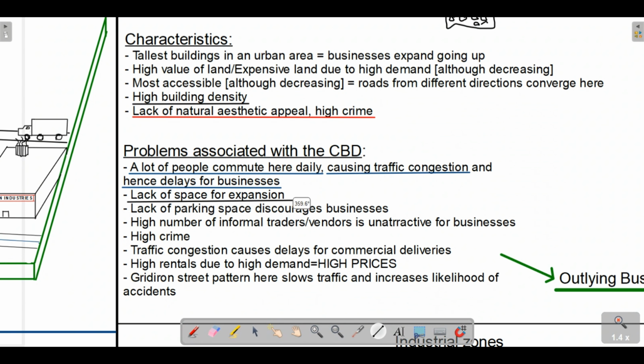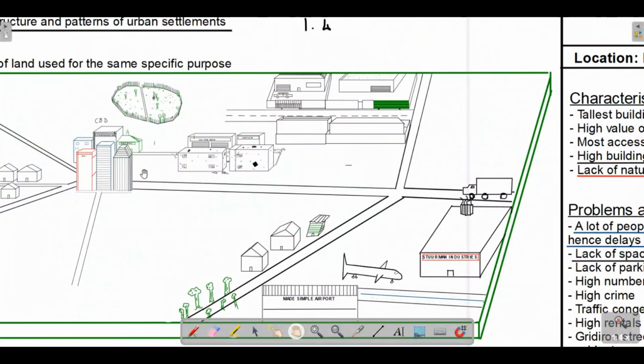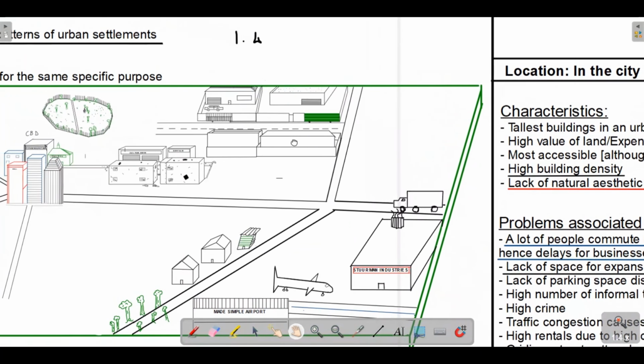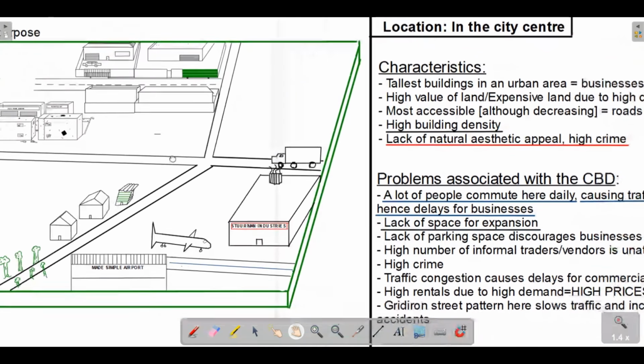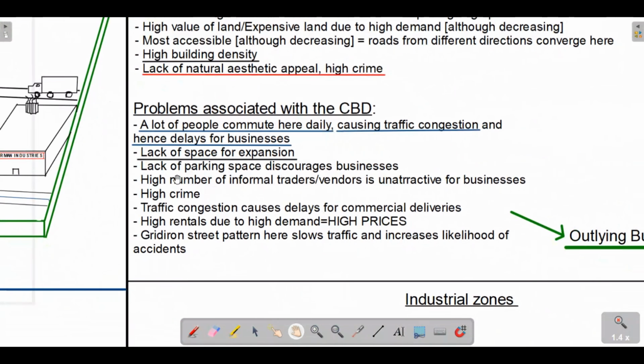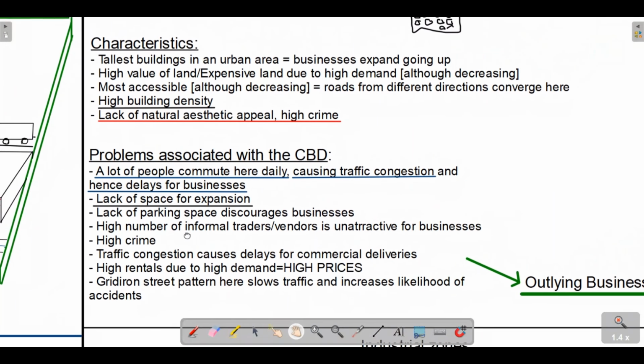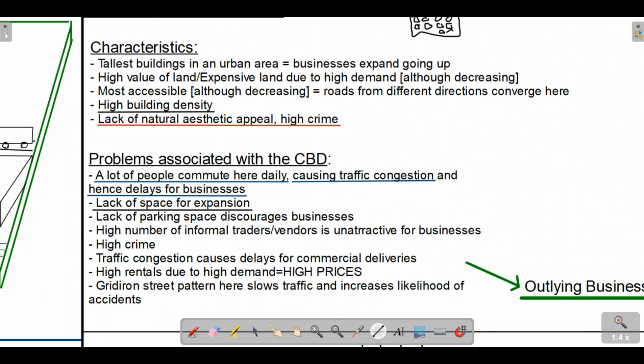Number two, there's a lack of space for expansion. As I said, the only way you can expand is to go up. You can only go up because there's a lot of buildings around you, first of all, and the land value is expensive. So, lack of space for expansion, you cannot even expand. Or if you do so, you'd have to pay a lot of money for that.